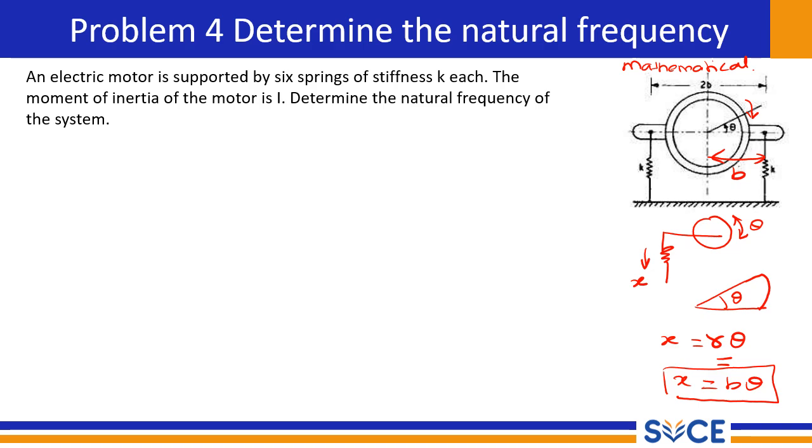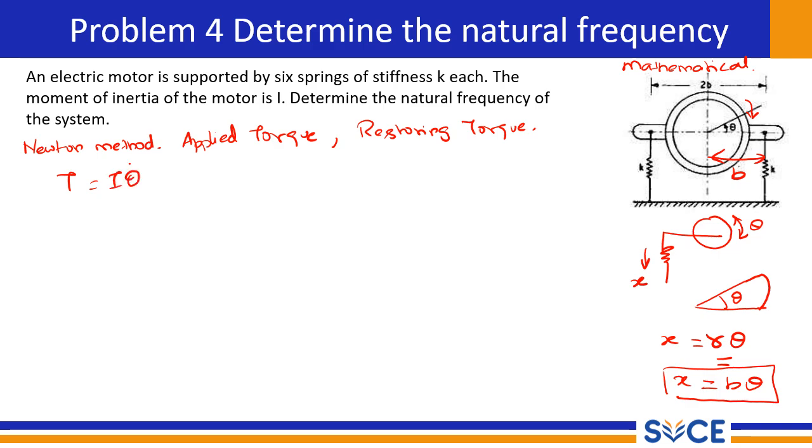Now this problem we are going to solve using Newton's method. According to Newton's method, the applied torque should be equivalent to the restoring torque. So what is the applied torque, and what is the restoring torque? The applied torque T, a simple formula you know very well, is I theta double dot, that is I d square theta by dt square.